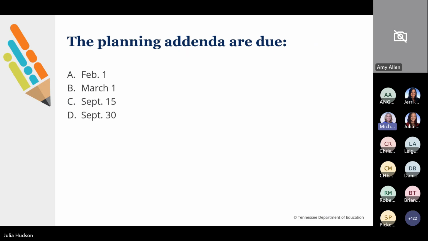Next, the planning addenda are due on A, February the 1st, B, March the 1st, C, September the 15th, or D, September the 30th. It is September the 15th.